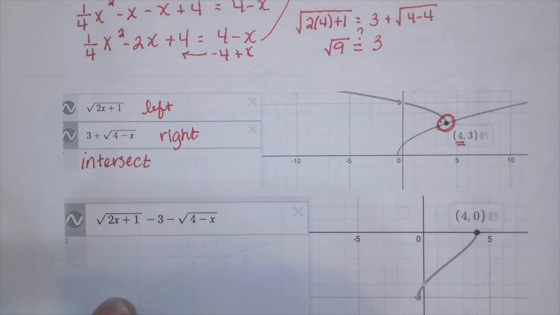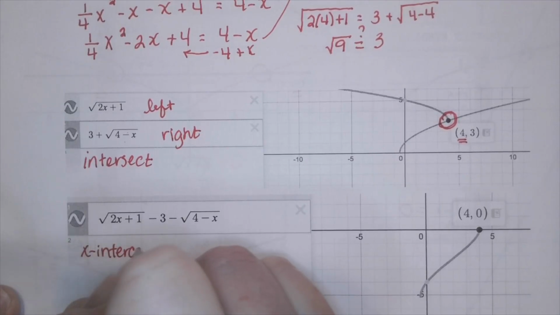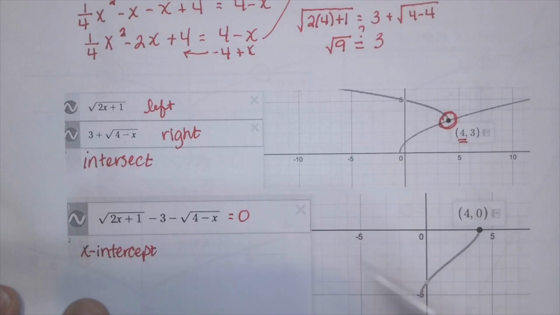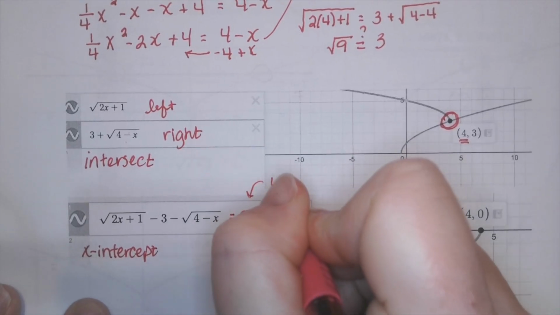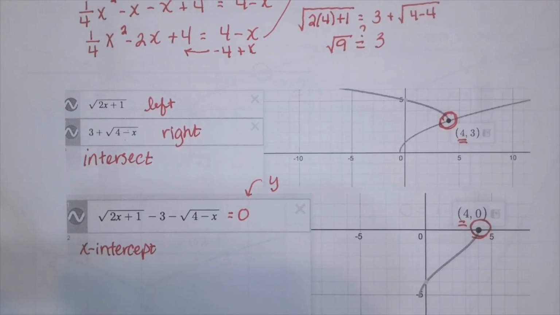Okay. The other way is the x-intercept, where we set the equation equal to 0. So to do that, I took the right side and subtracted it and brought it to the left side. So I subtracted 3 and subtracted the square root of 4 minus x and said, well, since this is our y value, what is our x value that makes our y value 0? And in fact, 4. Either method works because either method will give you that gray dot on the graphing tool that we can touch and find the solution.